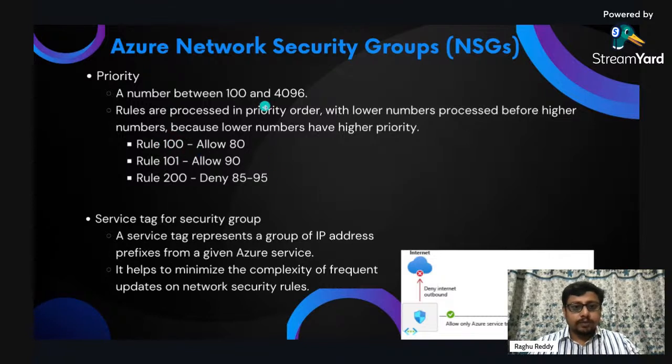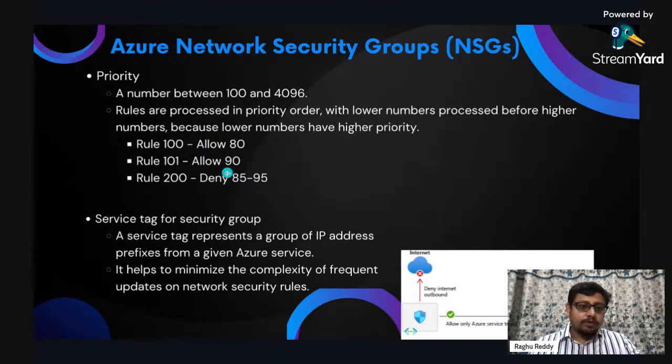So to make it simple, assume we have three rules: rule 100, rule 101, and rule 200. Rule 100 says allow port 80. I say okay. Rule 101 says allow port number 90. So both are good, 80 and 90 are allowed. And there is one more rule, rule 200, which says deny any port from 85 to 95. So based upon rule 200, port 90 should not be allowed. That's the case: 90 falls in this range and is not allowed.